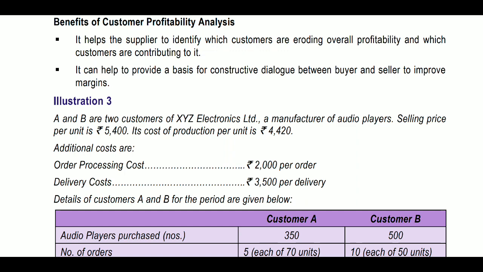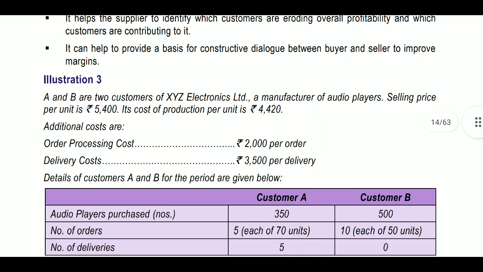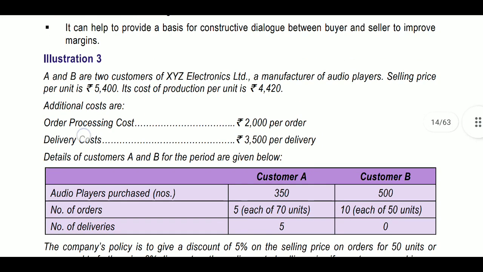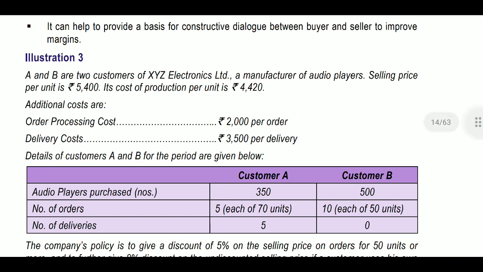Illustration number 3. Here, what did they provide? A and B are two customers of XYZ Electronics Limited, a manufacturer of audio players. Selling price per unit is 5,400 rupees. So the selling price for the audio player will be 5,400. Next, it has two customers.